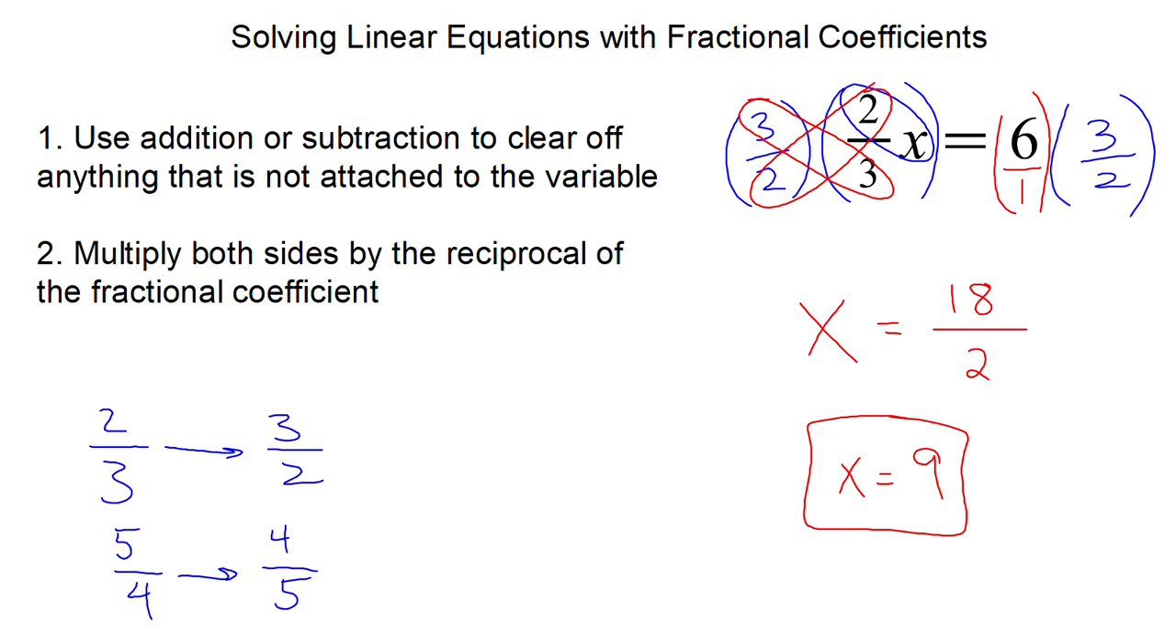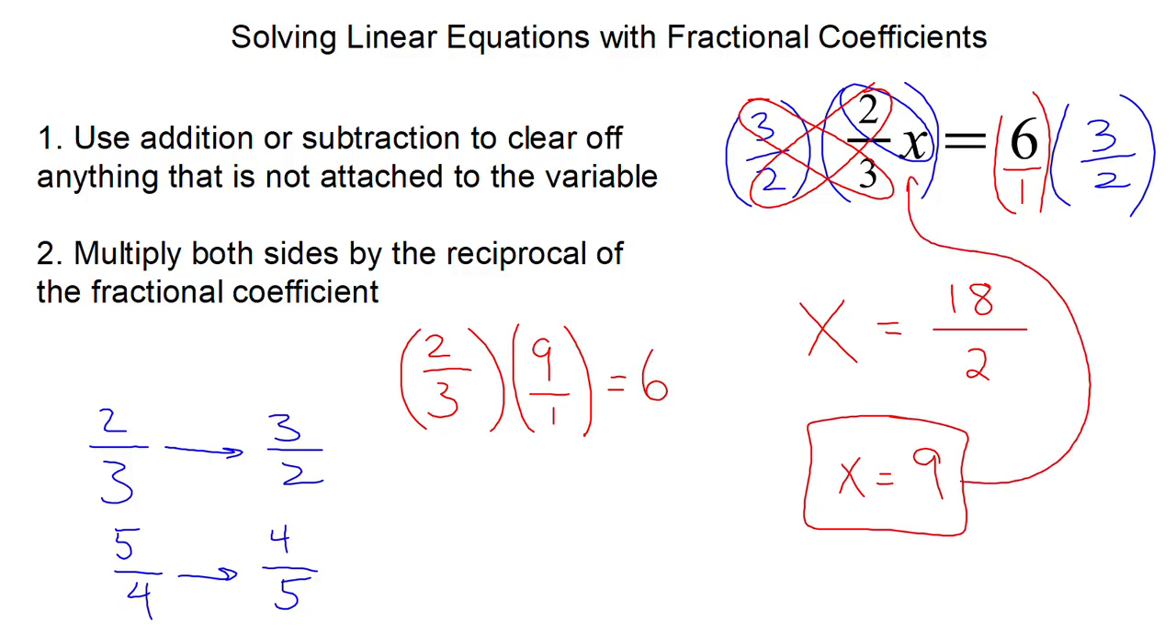Just like all the other problems we've done previously, we can always check our work by plugging it back into our original equation. We need to know, does 2/3 times 9, or times 9/1, equal 6? We're just taking that 9 and replacing the x with it. 2 times 9 is 18. 3 times 1 is 3. Is 18 divided by 3 equal to 6? Yes it is, so we've got the right answer.